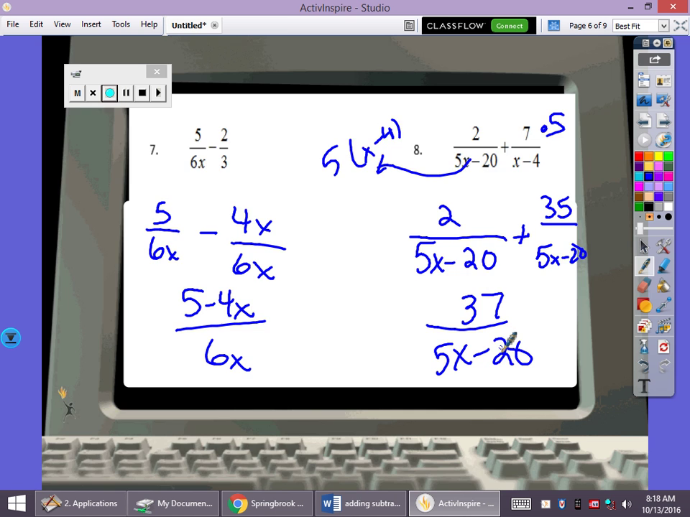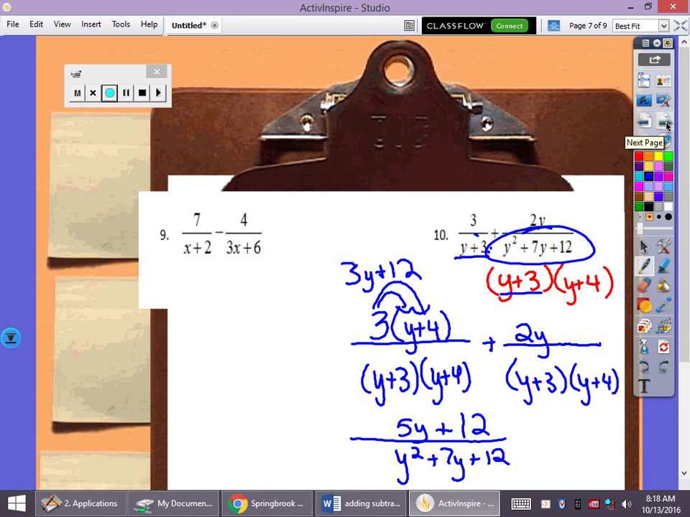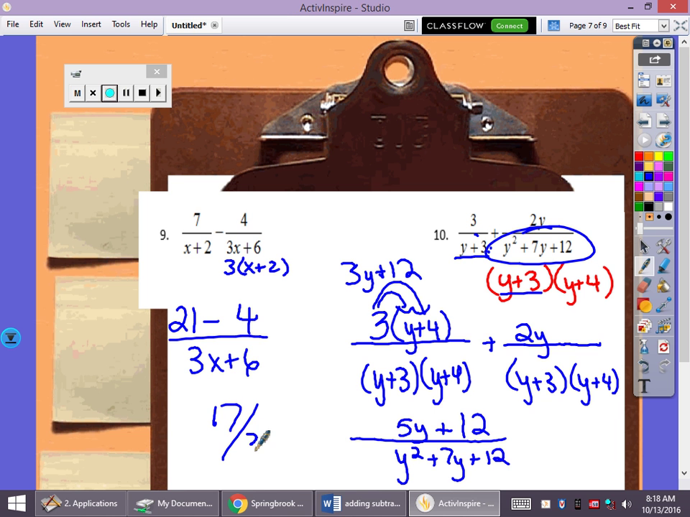Here we go. Number 9. Okay, same thing. If I factor out the 3, it's x plus 2. So I have 21 minus 4 over 3x plus 6, which gives me 17 over 3x plus 6. Yes? Yay! Good. All right, I believe there's 4 problems left. Go ahead and finish those up, and we'll talk about homework.